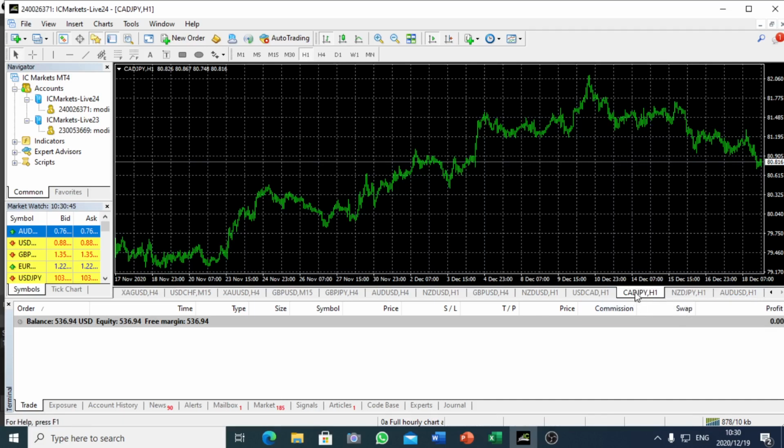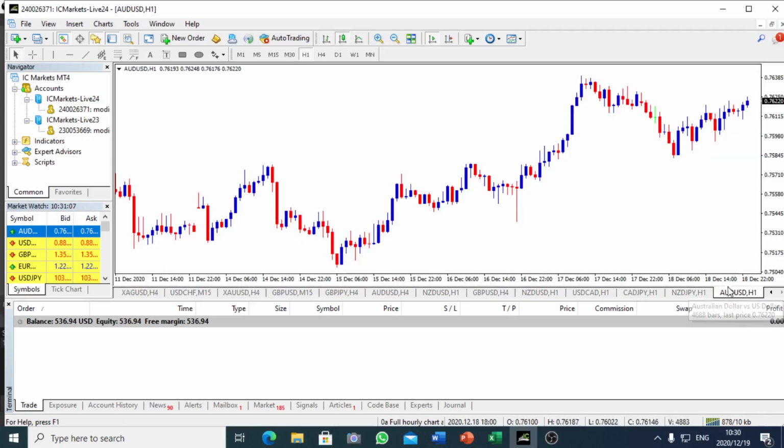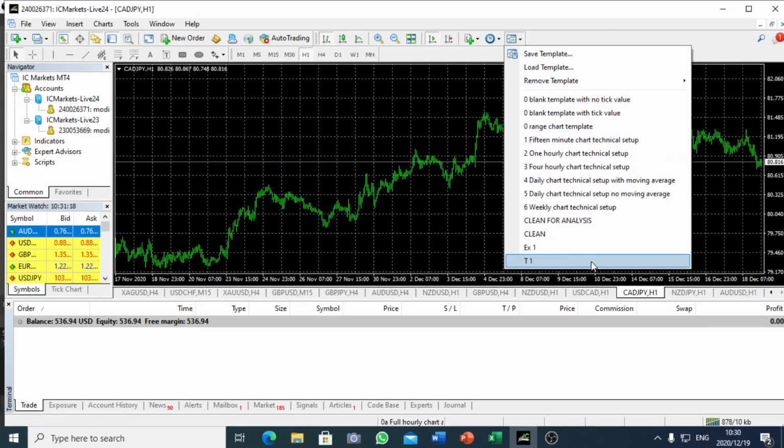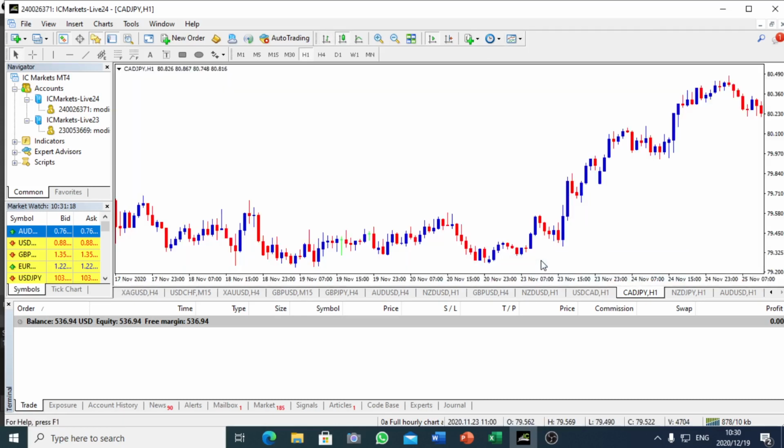Canadian dollar versus Japanese yen. Let's change this so that it can be like Australian dollar versus US dollar. How do we do it? Go to Canadian dollar, or you just insert a chart, you just insert a pair. What you do, you go to template, you load template 1. There we go.